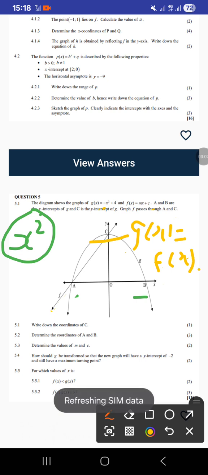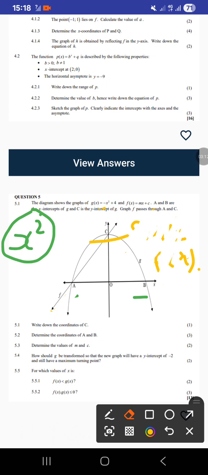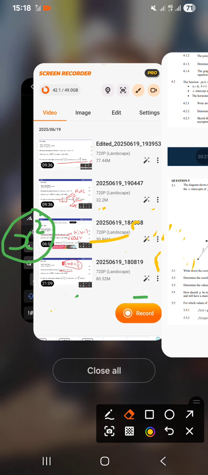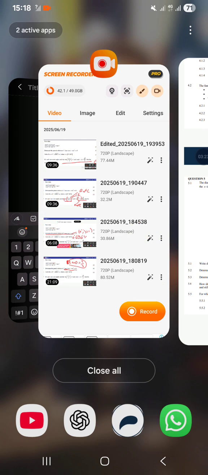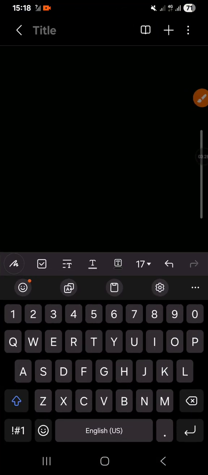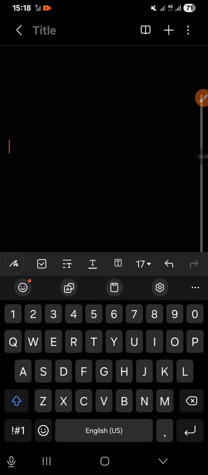They're actually equal. So we know that if it cuts the y-axis, we just let x equal 0, and we're just gonna work with the graph that has more information. In this case, it is the graph of g of x, right? So I'm just gonna write it down for you guys. Let me just move to this page. Let me write it down for you. So g of x is equal to negative x squared plus 4.